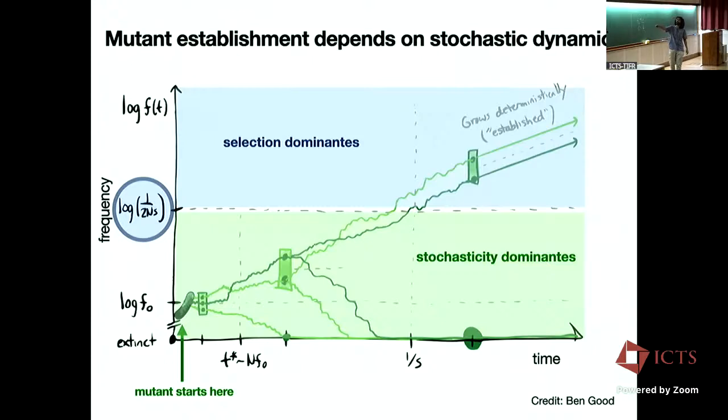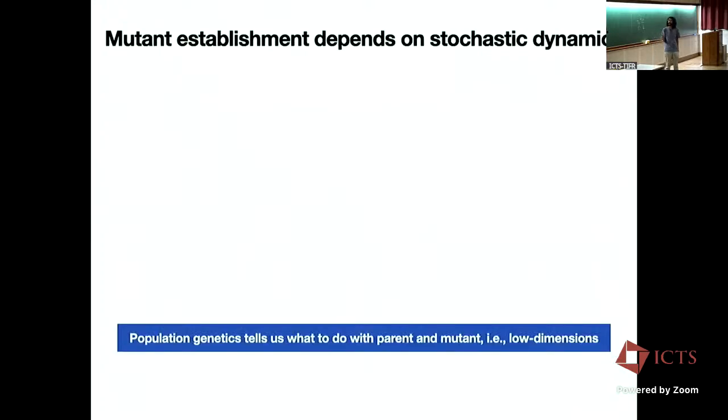So really, at the end of this process, there are two outcomes. A mutant can either go extinct at long time, or it can go and fix and have frequency 1 at long time. And the process of studying population genetics is understanding how this comes about. The central idea is that population genetics tells us what to do when you have a situation where there is just a population with a parent and a mutant.